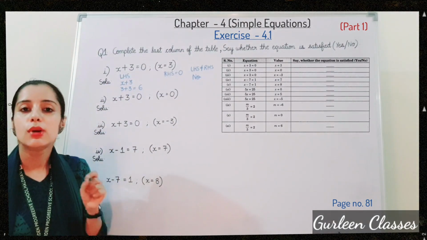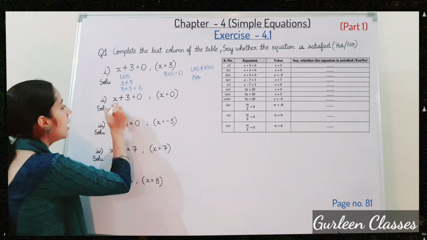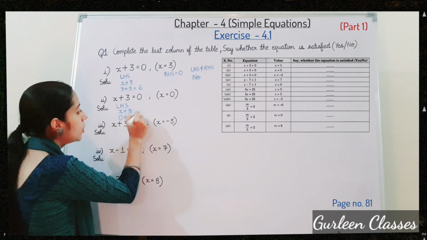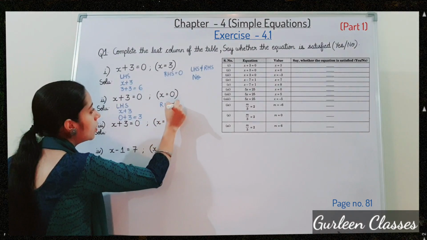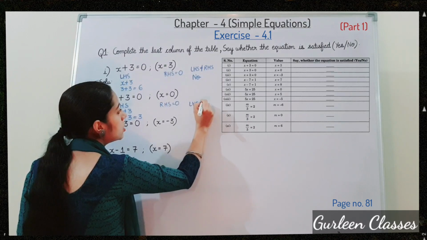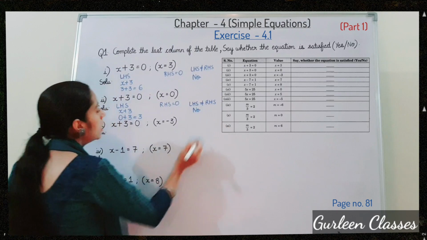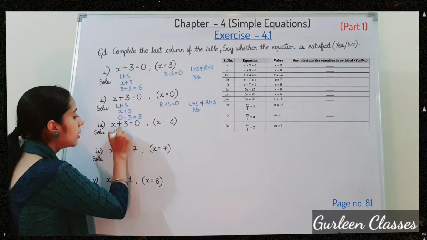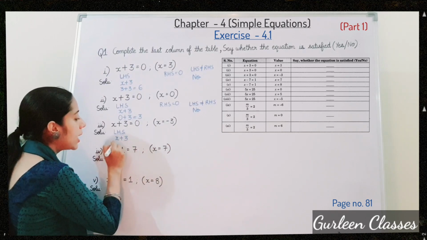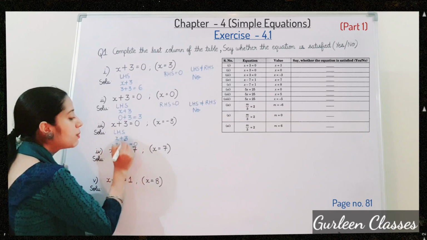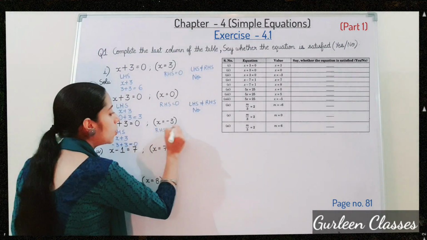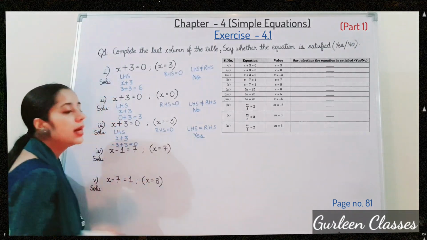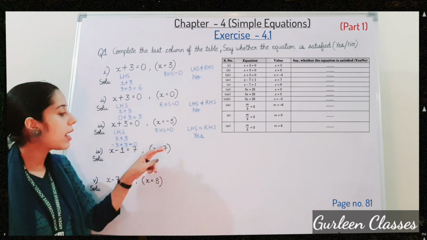Second part, x plus 3 is equal to 0 and the value of x here is 0. LHS is x plus 3. Value of x is 0, plus 3 is equal to 3. And RHS here is 0. So again it is not equal. LHS is not equal to RHS, that is no. Third part, x plus 3 is equal to 0 and the value of x is minus 3. LHS is x plus 3, value of x is minus 3 plus 3. It will be 0. Minus and plus will be cancelled, and RHS is given 0. So LHS is equal to RHS as both are 0. So right here, yes.